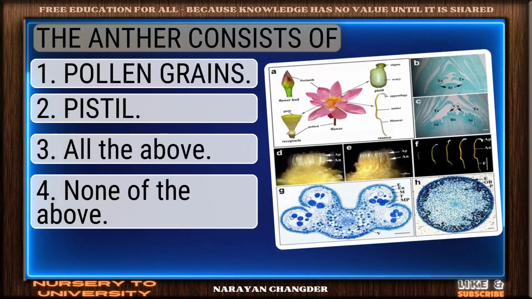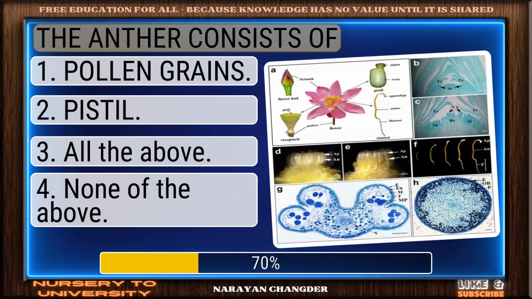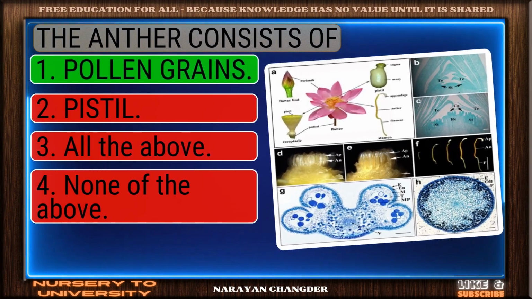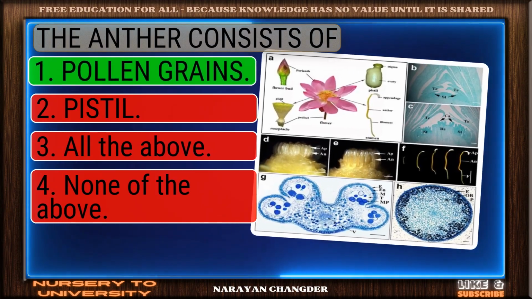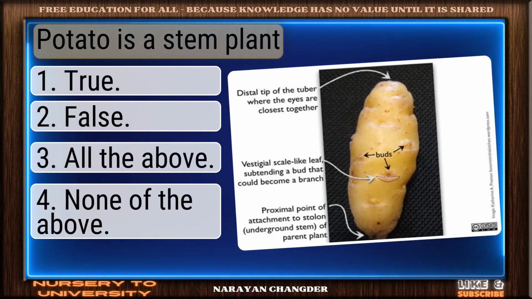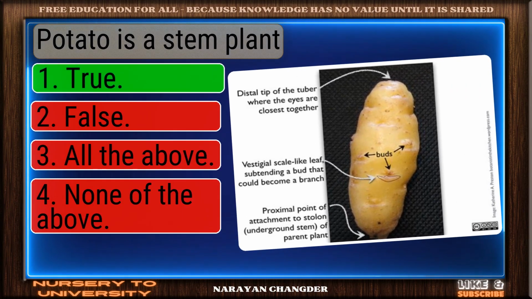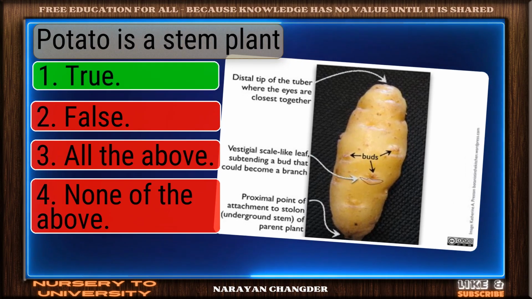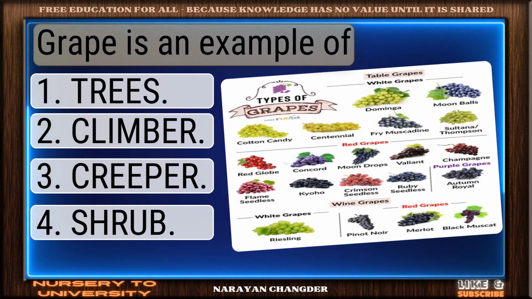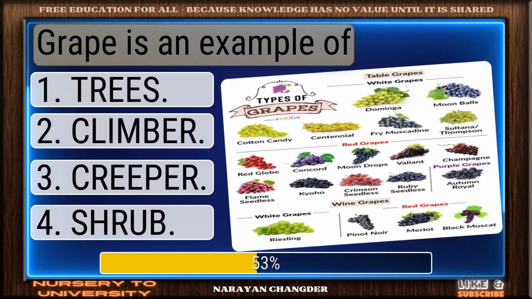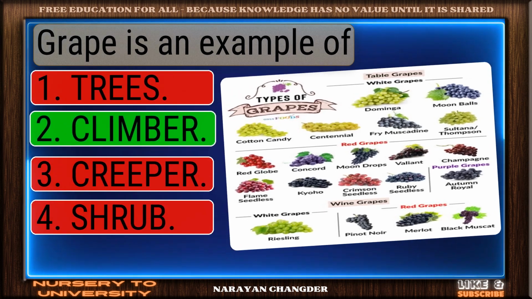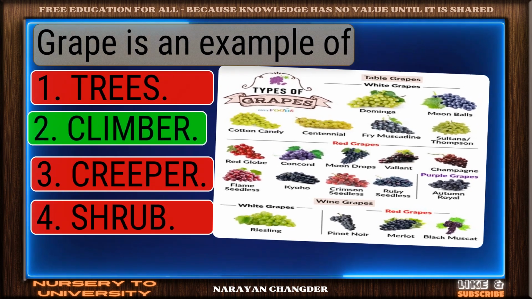The anther consists of... Excellent. Pollen grains is a brilliant choice. Potato is a stem plant. Excellent choice. True is the right answer. Grape is an example of... Well picked. Climber is the correct answer.